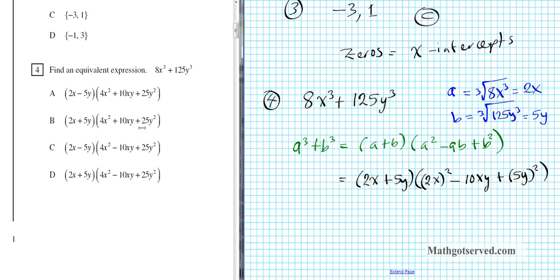All right? If you look at the options, we can eliminate options A and C since they have a minus here. So it cannot be A or C. And then if we look at B and D, this has plus plus, whereas the answer is supposed to be minus plus. So we can see that option D is the answer. But let's finish it up first. So we have 2x plus 5y times 2x squared is 4x squared. You have to square the 2 and the x, minus 10xy plus 25y squared. All right, so the answer is option D.